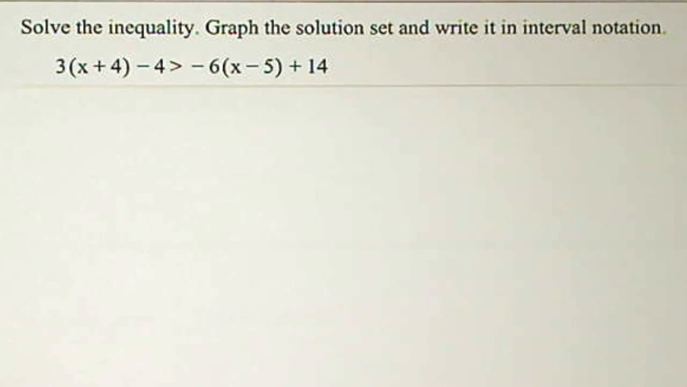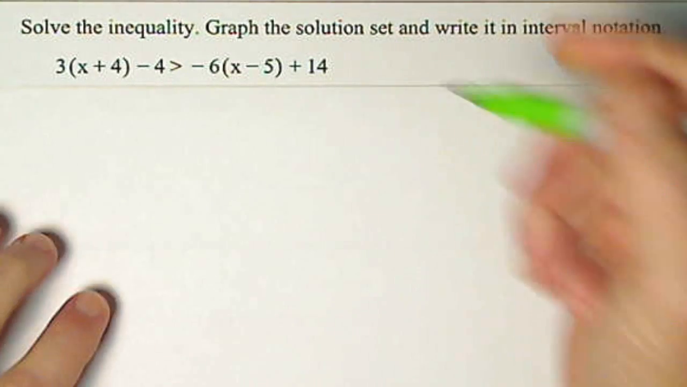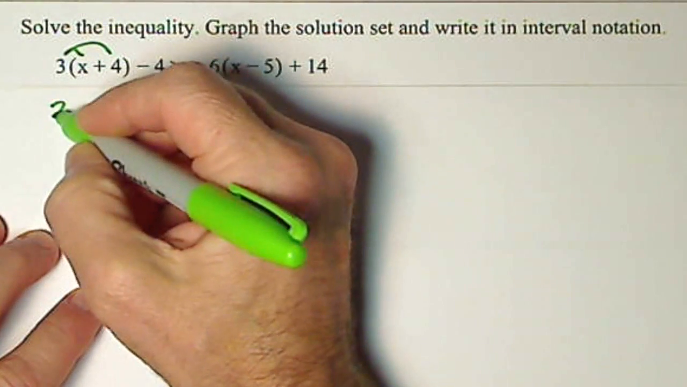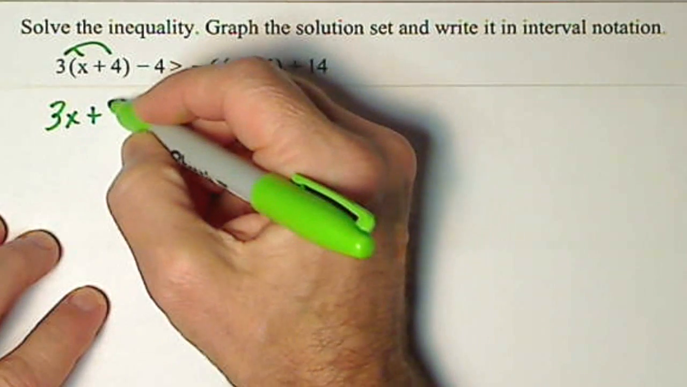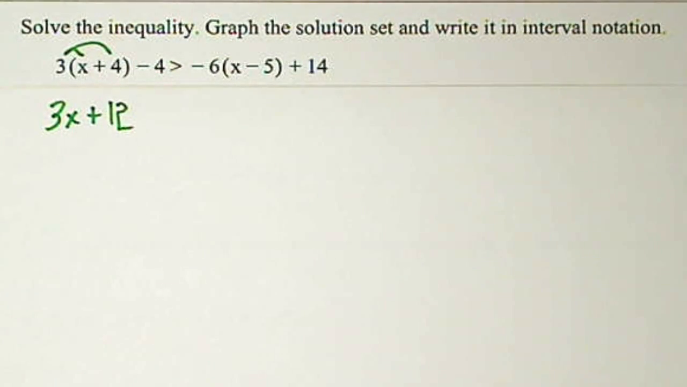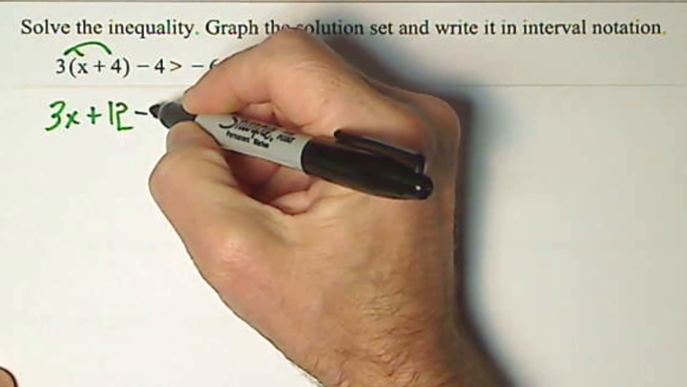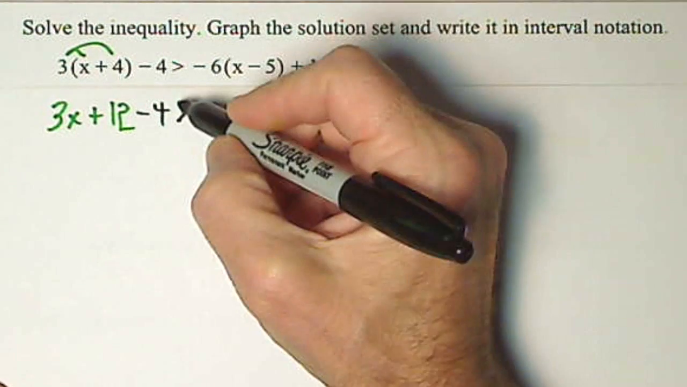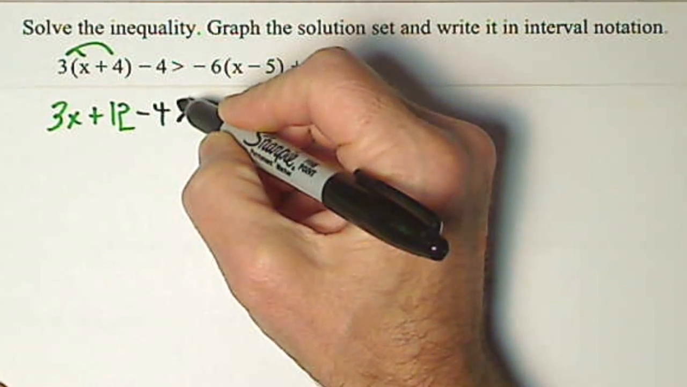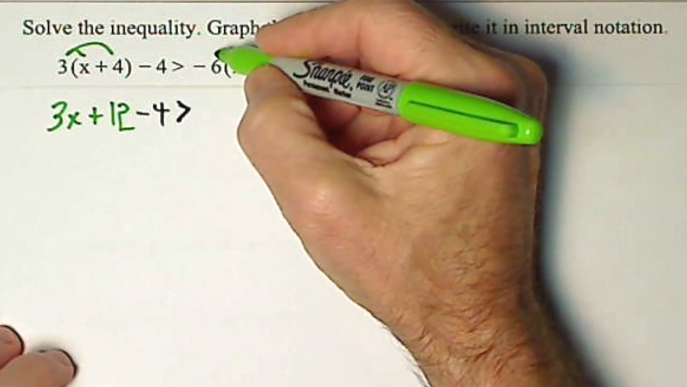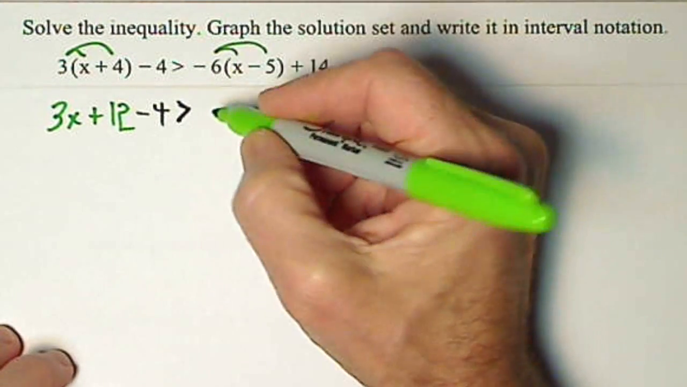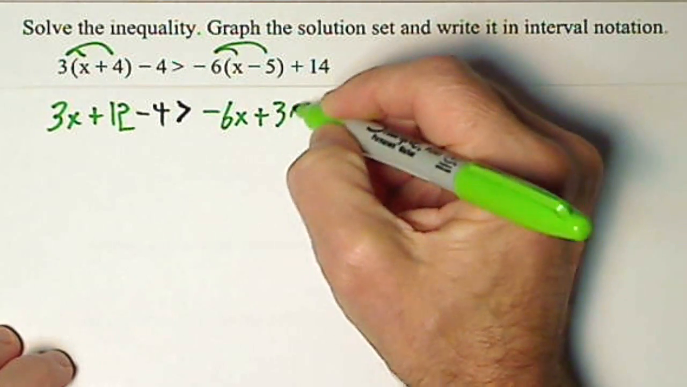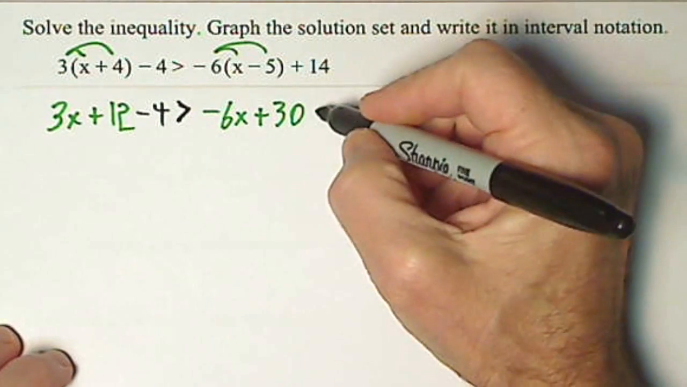We're going to want to get rid of these parentheses. So we'll distribute our 3 into each term. And then, sorry, the inequality sign doesn't look too good. Let's see if we can make that more like an inequality. Then we'll send in our -6. We're distributing that. -6 times -5. And bring down our +14.